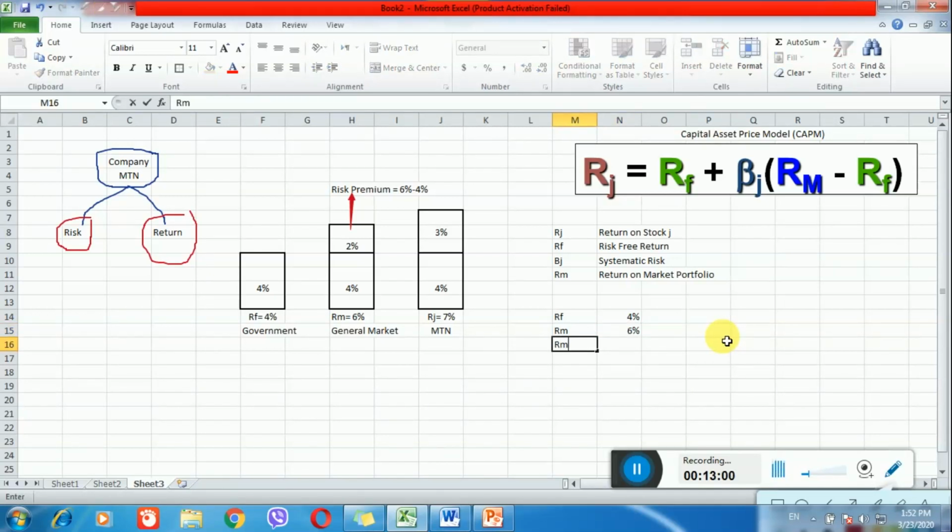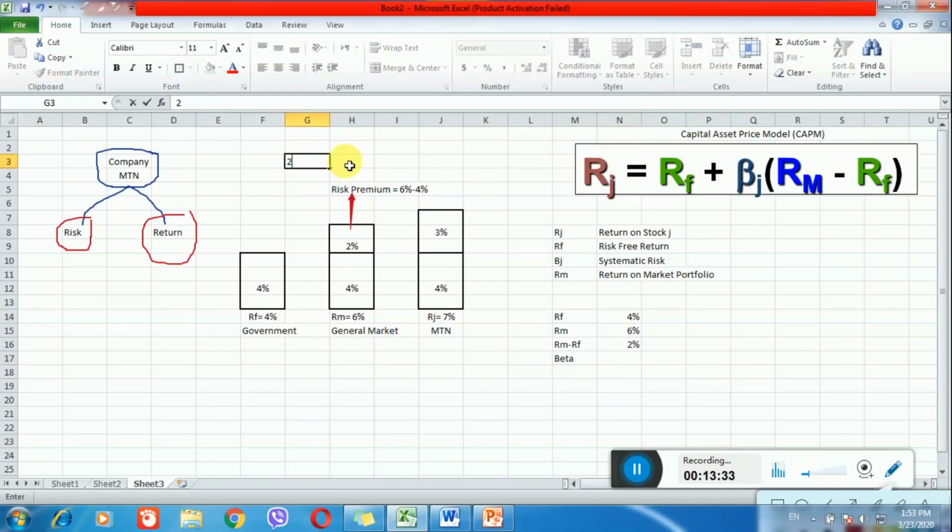And RM minus RF we also have as 2%, but we don't know what beta is, right? The BJ is called the beta; in American English it's called beta, in British English, beta. So what is this beta? This beta is showing the rate of change. It means the 3% which changed from here, by which rate did it change? What does this mean? Assume we have 2%.